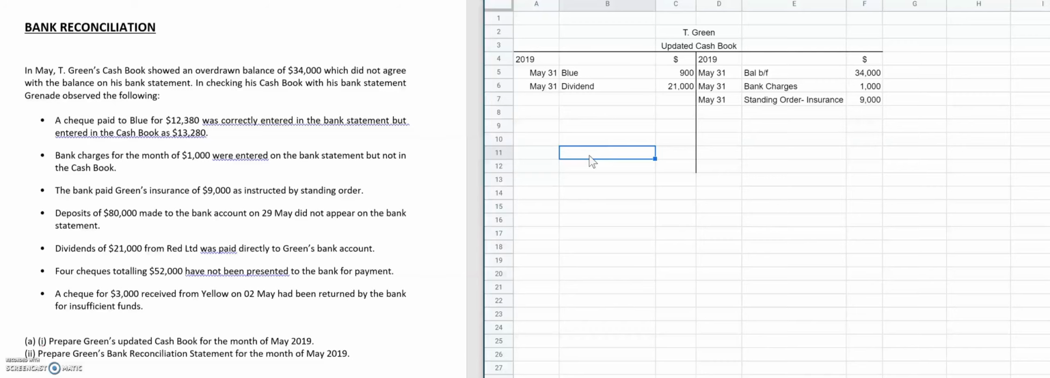Now, in order to correct this, we now need to make a credit entry to cancel the transactions from our books because we did not actually receive this money. So let me refer.